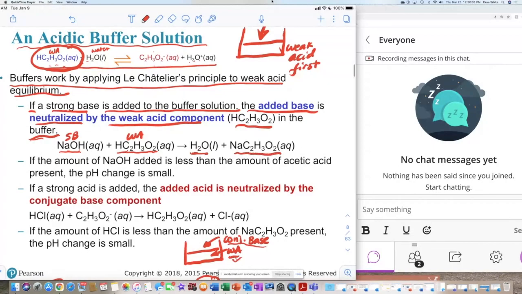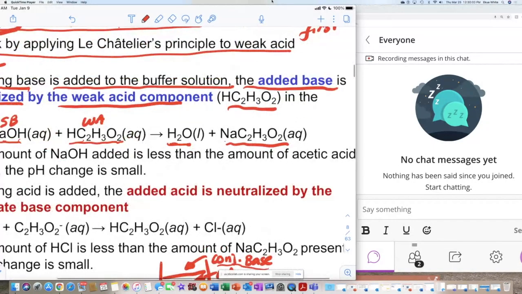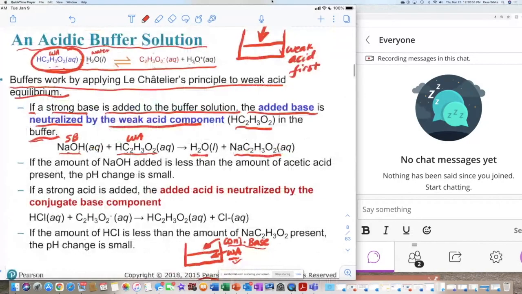But wait, doesn't this salt look familiar? Yeah, this salt is the same salt that made the conjugate base. So in other words, more C2H3O2 minus is made in the process. What they're trying to say in the slide is that as the HC2H3O2, the weak acid, is reacting with the base, some of it gets used up. So this amount here decreases, but some of the counter ion, the conjugate base, is made.